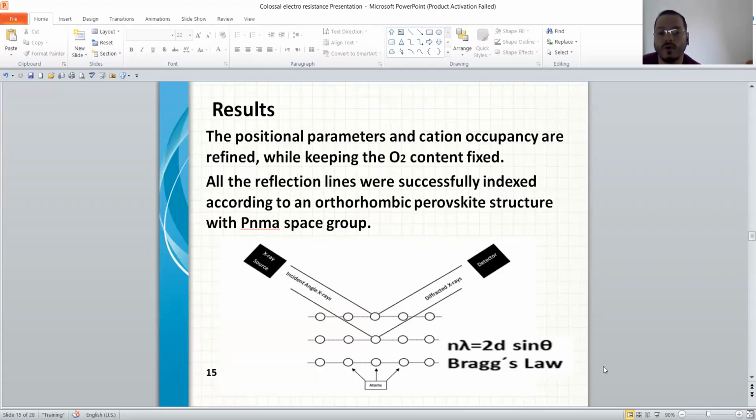And after that we will focus on Bragg's law. This will be very important to calculate theta, the distance between these two atoms, or the wavelength. All the reflection lines were successfully indexed according to an orthorhombic perovskite structure with the Pnma space group. It's very important. All of these squares are atoms. And after that, let's take a look at what this screen will show us.